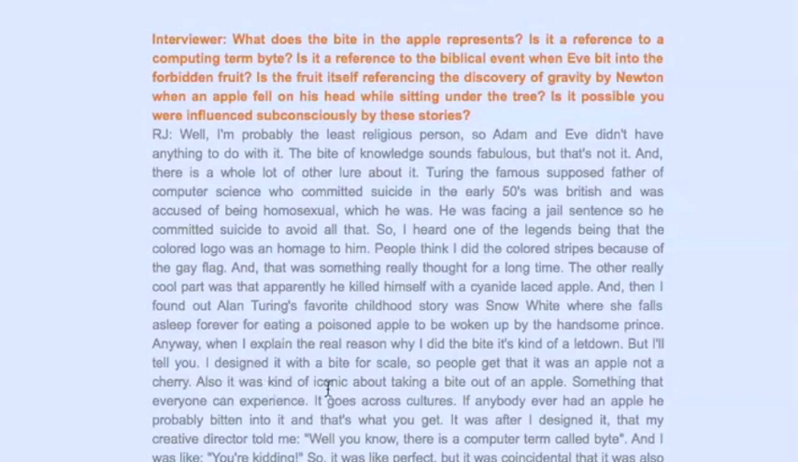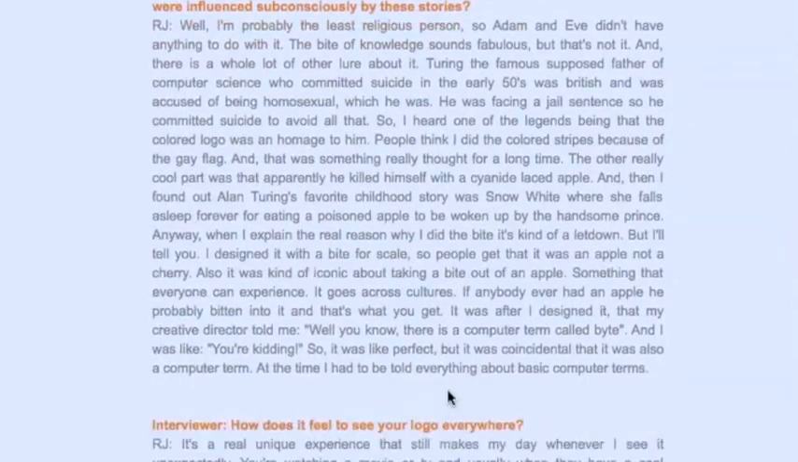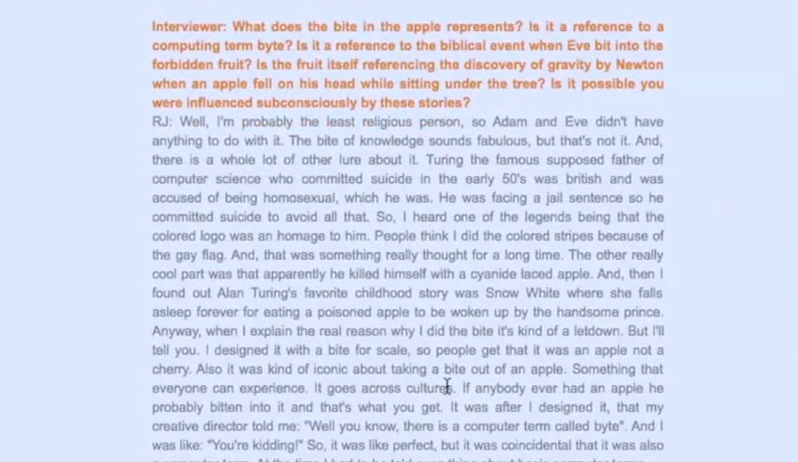Also, it was kind of iconic about taking a bite out of an apple, something that everybody can experience. What? I'm making a certain hand symbol here, like you don't even want to see it. It goes across culture. It's crude. It goes across cultures. Yeah, everybody in any culture can take a bite. I mean, what the F is this? If anybody ever had an apple, he probably has bitten into it. Oh, no. Who would give an interview or conduct an interview like this? Just like Bill said, it just screams bullcrap. It can't even be faked properly.